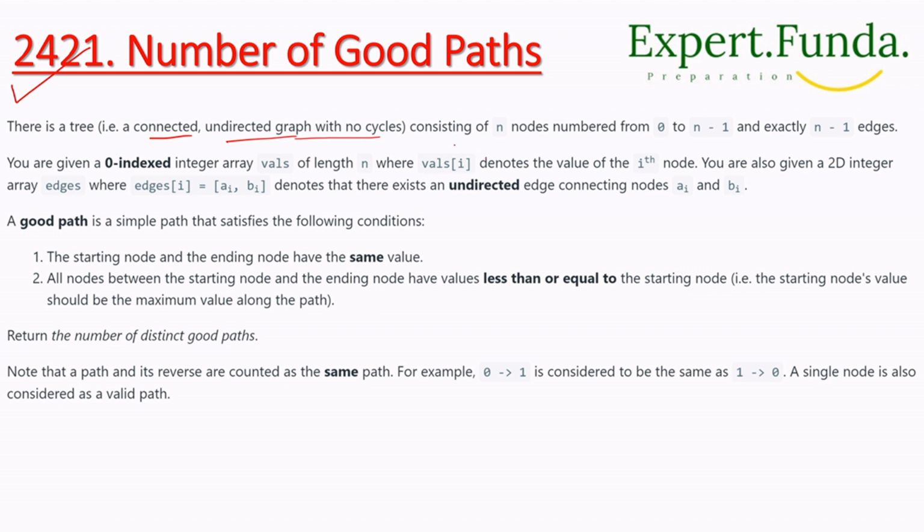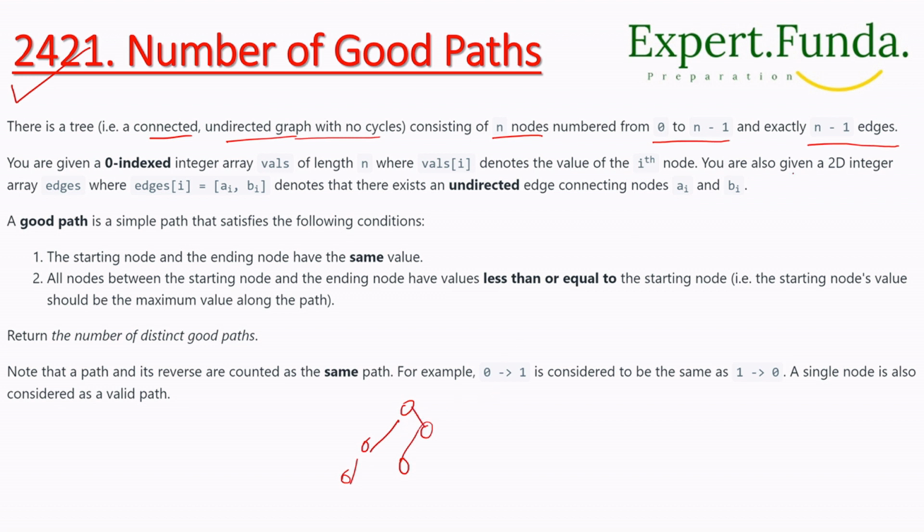Now it is saying it consists of n nodes, numbered from 0 to n minus 1, and exactly n minus 1 edges. Means all the given edges are connected with each other, right? Connected with each other like this, if we talk about it.